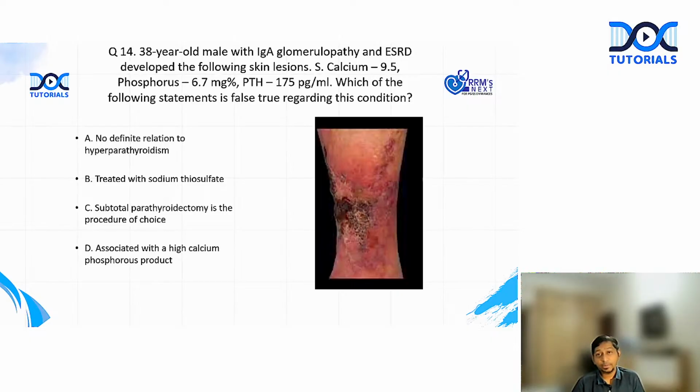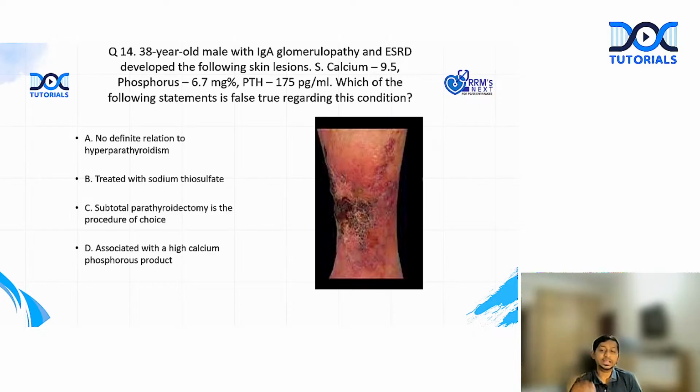Okay. 38-year-old male with IgA glomerulopathy, end-stage renal disease, has developed the following skin lesions. This is a hyperpigmented lesion in the shin. Calcium is 9.5, phosphorus is 6.7 with a PTH of 175. So you can see this is a classical example of secondary hyperparathyroidism. The patient has normal calcium. So usually these patients have a normal or even a low calcium, along with hyperphosphatemia, that is the primary driver for the secondary hyperparathyroidism, along with a moderately elevated PTH.